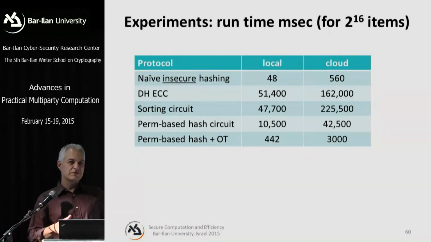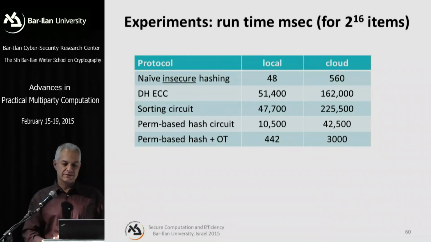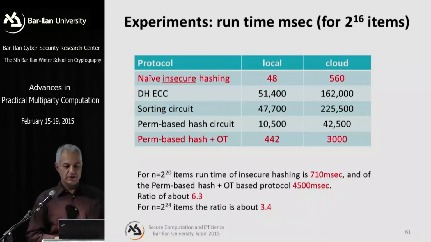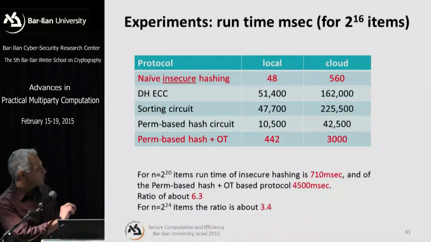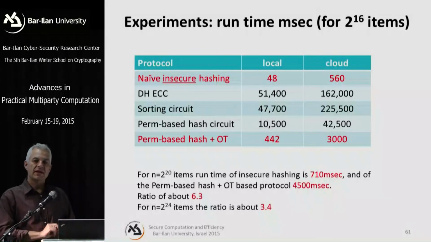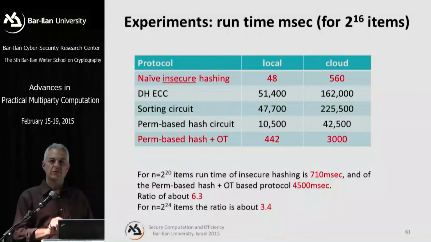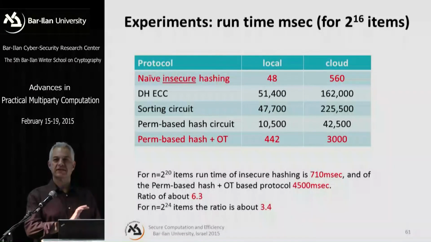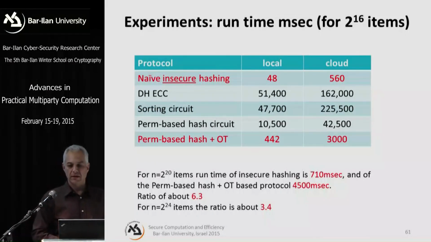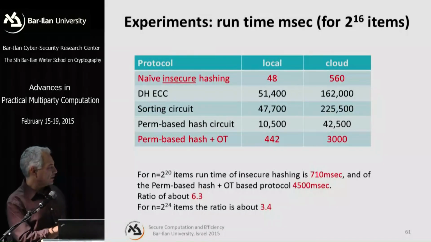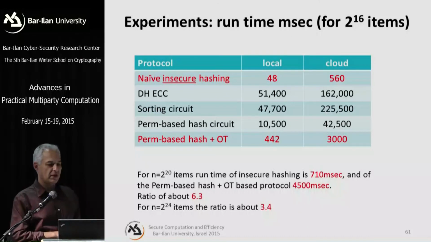These are the results for 64,000 items. We don't say a lot here, so I'll move to the next slide. The first item, highlighted in red, is the insecure protocol, the one that Facebook and the other applications use. It just applies a single hash function. The last one is the most efficient protocol that we have.